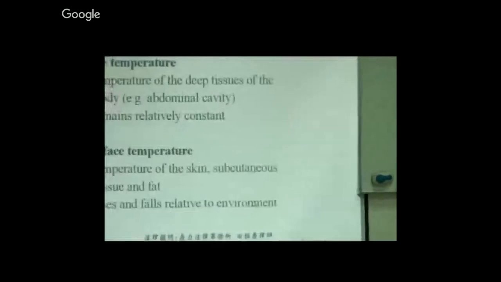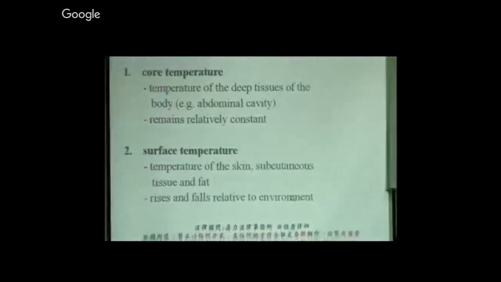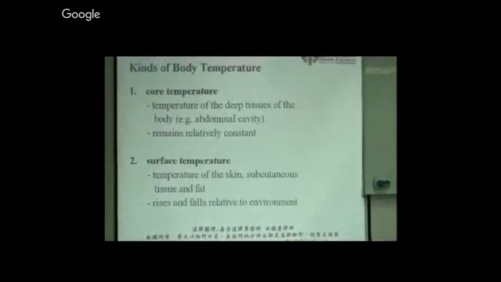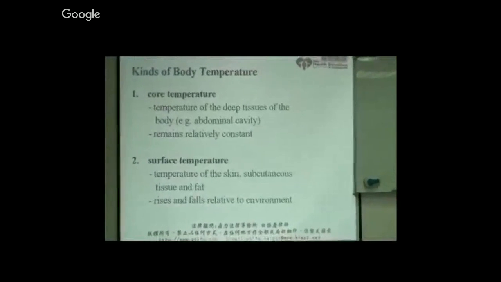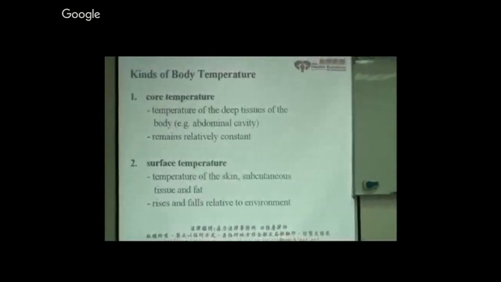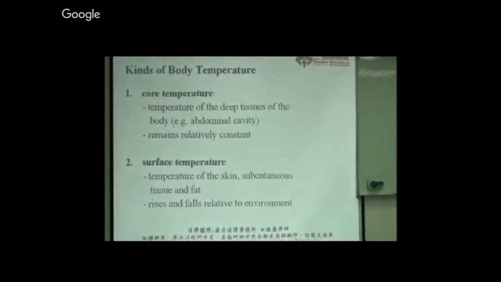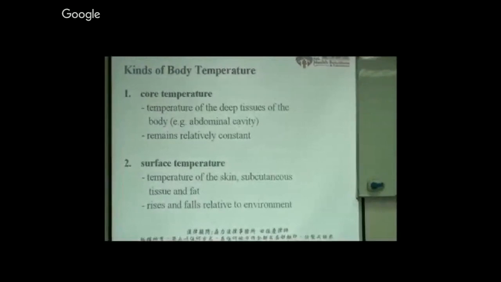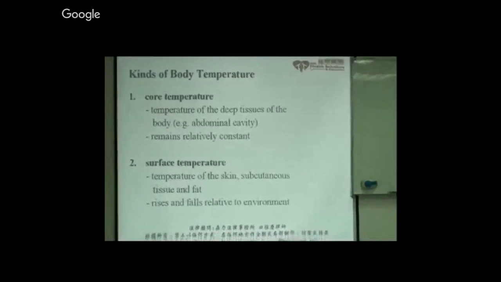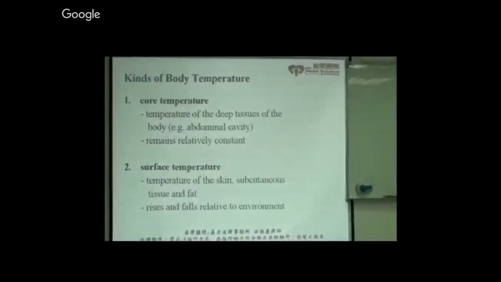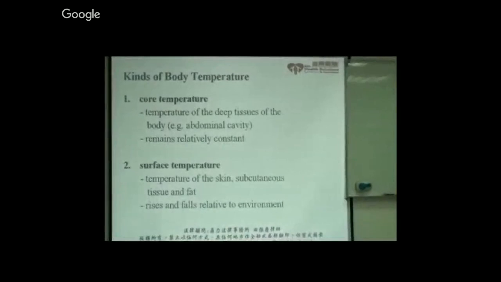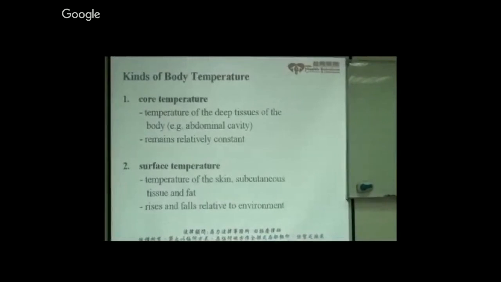Next, you also have what we call the surface body temperature. When you say surface, this is the temperature of your skin, the subcutaneous tissue, and the fat. Example, when you put here, that is surface temperature. So it rises and falls depending on the environment, right? It changes. So remember, core temperature is constant, surface changes.